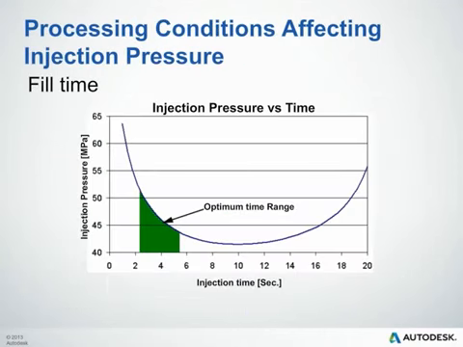So here's a good example how processing conditions can affect your injection pressure. We did a quick study on injection pressure versus time, and here you can see how our injection time, as we start on the right side around 20 seconds, the pressures are fairly high. So as we inject faster and faster, we're shearing that material, decreasing the viscosity, until we get to a point where we're starting to fill it so fast that we're not leveraging that any longer.